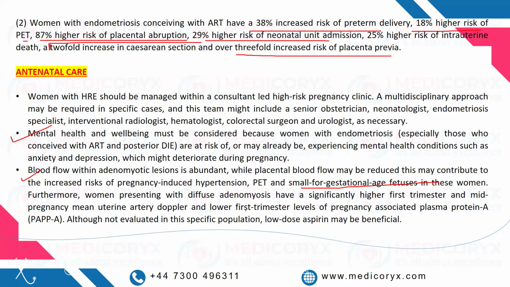Furthermore, women presenting with diffuse adenomyosis have a significantly high first trimester and mid pregnancy mean uterine artery Doppler and low PAPP-A. Okay, I think this could be another exam question as well, and it makes sense. What is adenomyosis? Endometriosis into myometrium. So it will lead to, again, first trimester miscarriage, a high mid trimester mean uterine artery Doppler, plus low level of PAPP-A. Although not evaluated in this specific population, low dose aspirin may be beneficial in such a situation.